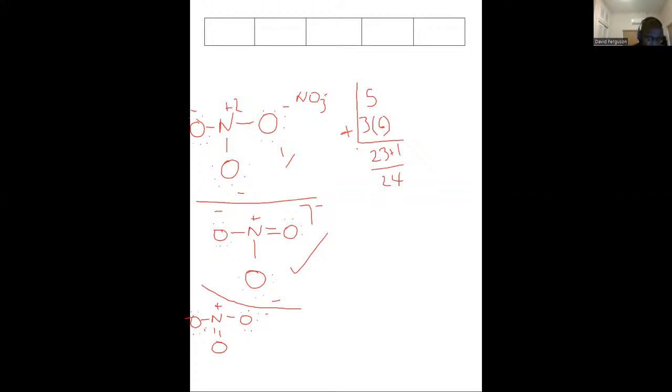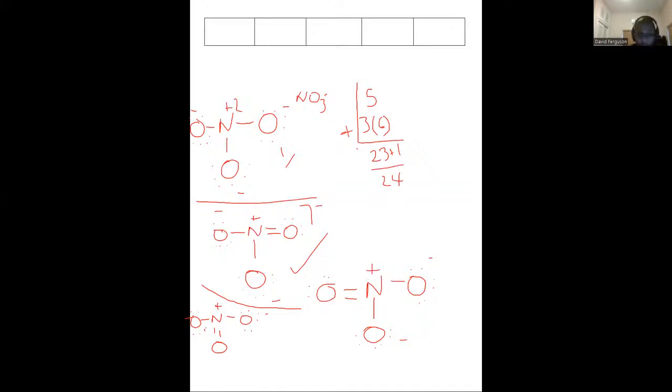You want to make sure you hit all of those criteria when you're drawing resonance structures. Now we can draw another one, in which we have the double bond on the other oxygen. Actually, let me not rush this. Let me take my time and draw this clearly. There we go. So that's another resonance structure.